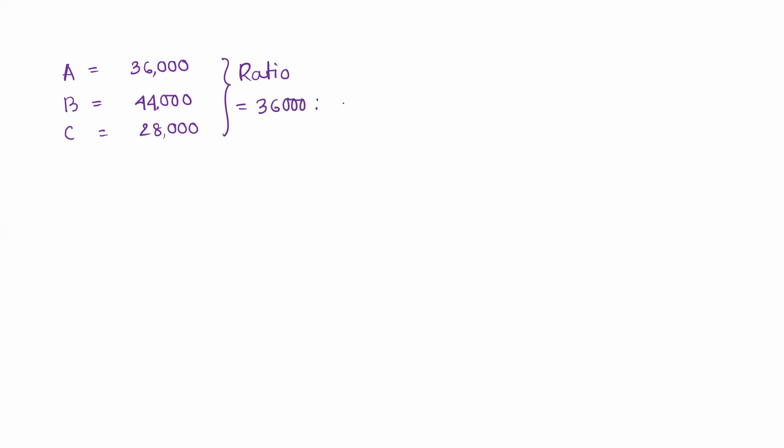Now we'll solve it. So I'm just writing A, B, C for Aman, Biman, and Chiman. A invests 36,000. B is investing 44,000 and C is investing 28,000. Let's just once and for all find out the ratio of their investment. Required ratio of their investment is how much? Is 2.